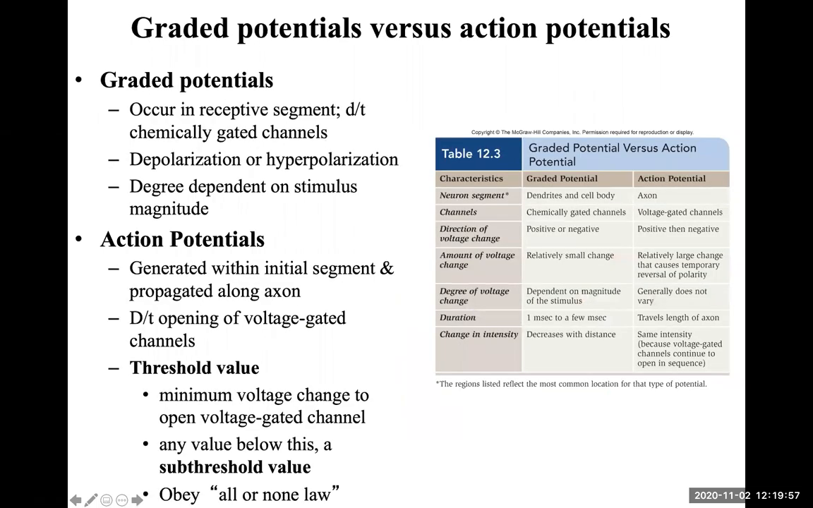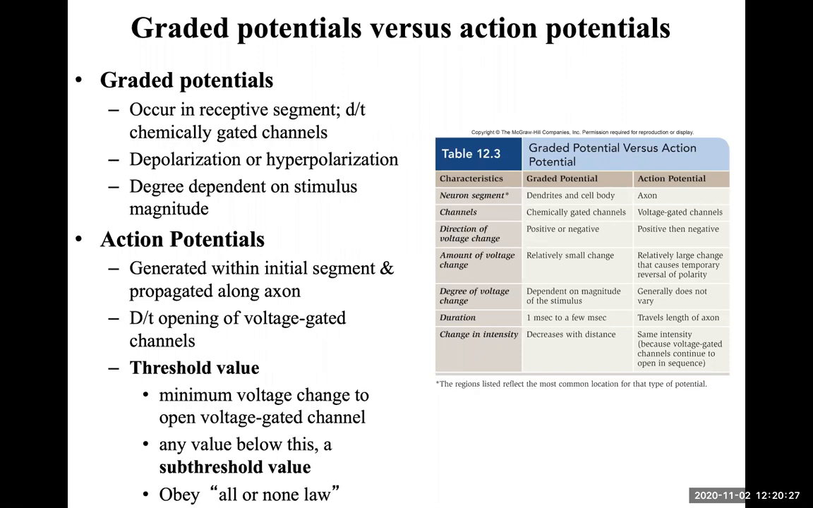Okay, so graded potentials. This is a concept we've already talked about, but I don't know that I've used the expression graded potential. Graded potentials are local changes in the membrane potential that occur in the receptive area of the neuron, right? And the receptive area, the receptive segment, is made up of the dendrites and the cell body.